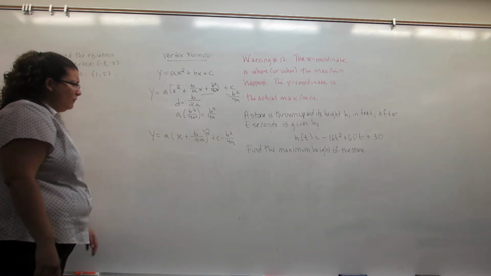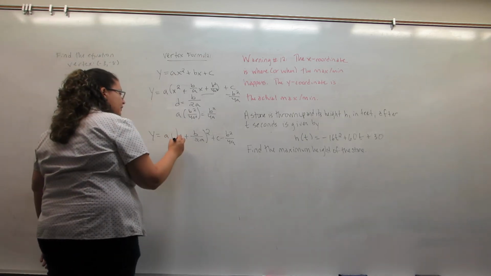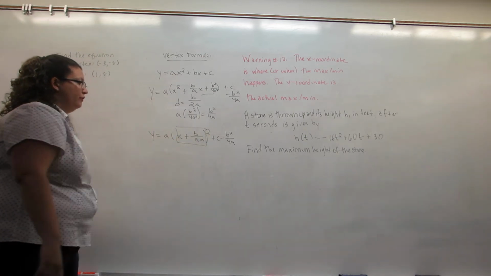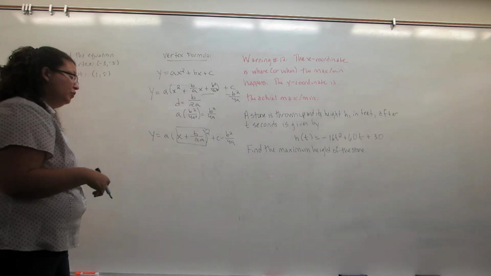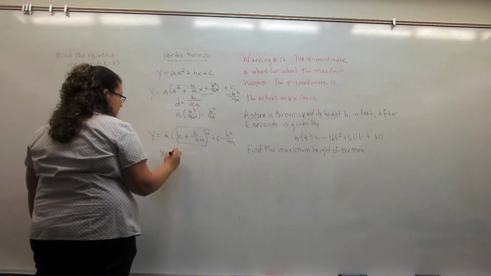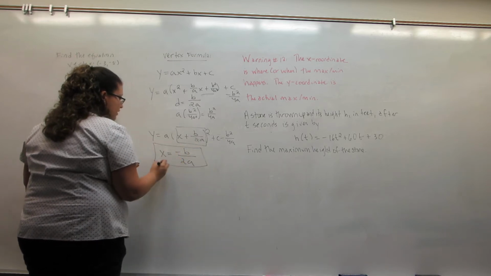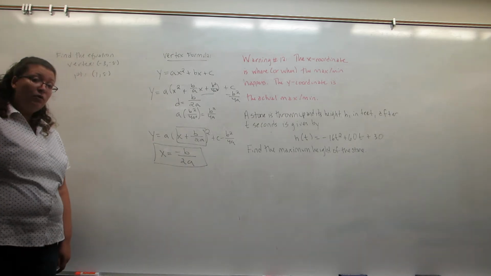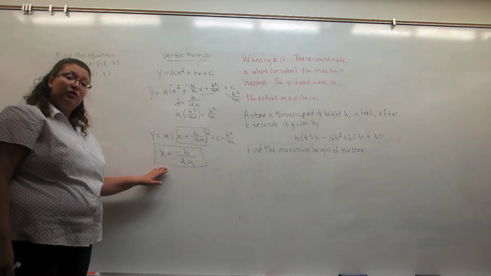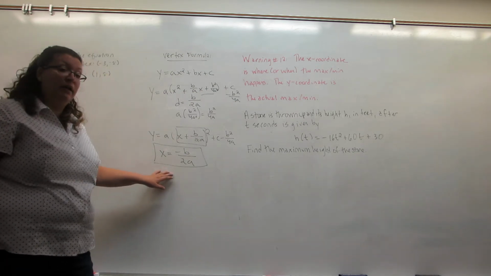Now, I don't actually care about this part on the end. What I like to look at is this part right here. Because if you compare this to the standard form equation of a parabola, this tells us that the x-coordinate of the vertex is minus b over 2a. Now, how do you find the y-coordinate of the vertex once you have the x-coordinate? Well, the same way you find the y-coordinate of any point. You plug this back in.